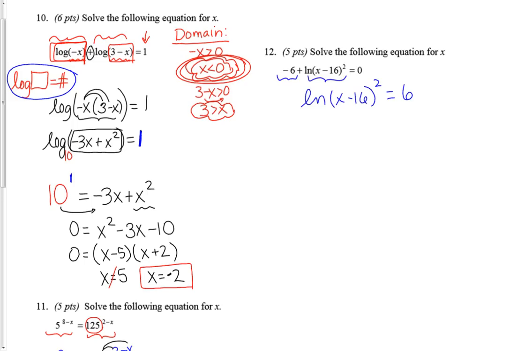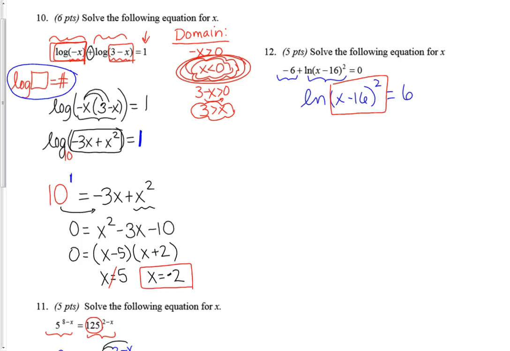I also know that I can't take the log of a negative number. In this case, what I have inside my logarithm is x minus 16, the quantity squared. Since it's a quantity that's squared, that means that it's always going to be positive. So any answer I get for this problem should be one that'll work.